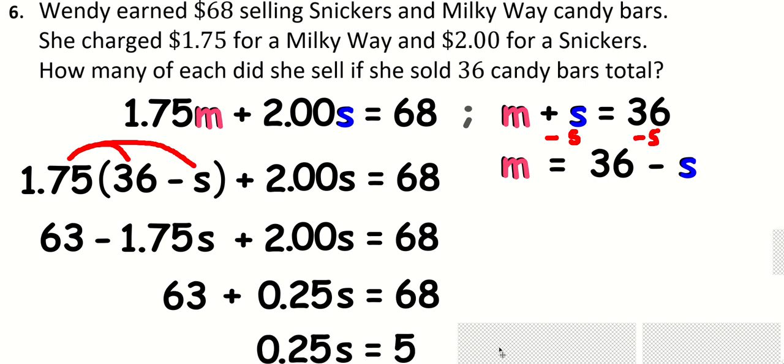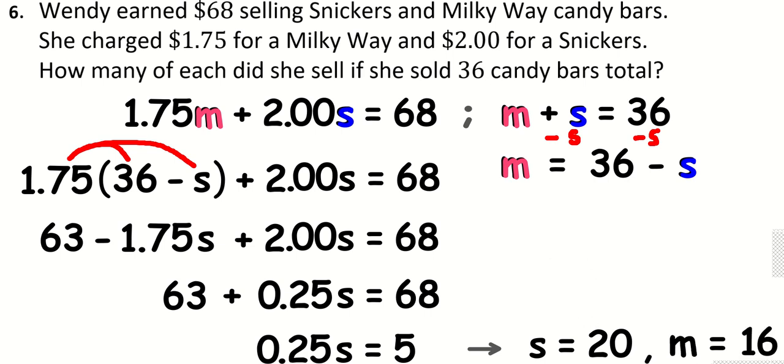I don't think I need to drag our feet through these last few steps. Once we finish getting S all by itself, apparently S equals 20. What does that solution mean? What does S equals 20 mean? It means there were 20 Snickers bars. So 20 of the 36 candy bars sold were Snickers. So doesn't that mean that there were 16 Milky Ways? Yep.